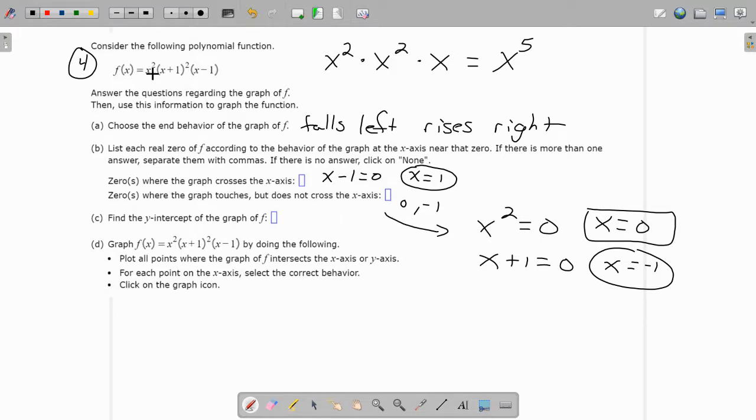In the y-intercept, we get 0 plus 1 squared means 0 times 1 squared, which is 1, times negative 1, which is negative 1. 0, 1, negative 1. Yep. Okay. And in the graphing part, use something for help. Okay. And that concludes this video.